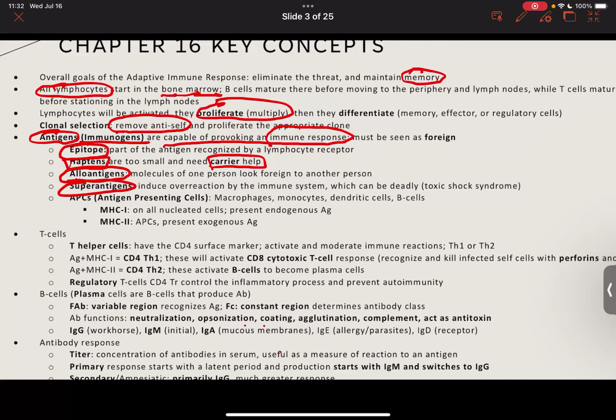Some of these things are responsible for toxic shock syndrome, like we learned about with tampons. Those molecules will basically trigger our immune system to overreact. It's not appropriate for what is being introduced into the body. It's too much. Antigen presenting cells. Our antigen presenting cells are our monocytes and their derivatives. Remember, monocytes are in your bloodstream.